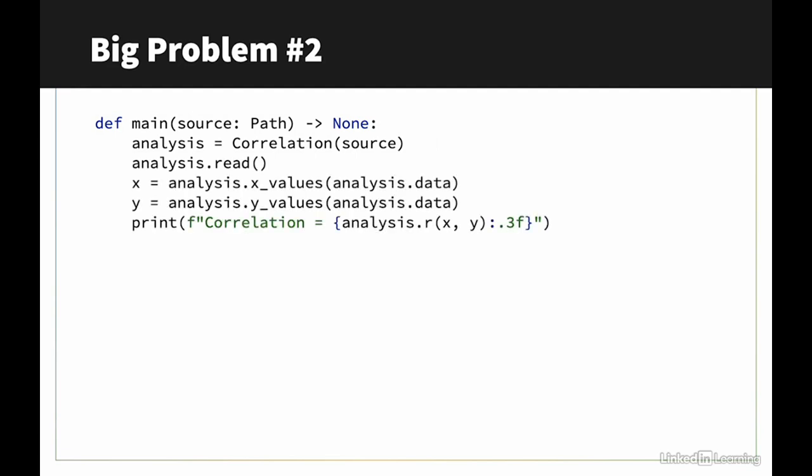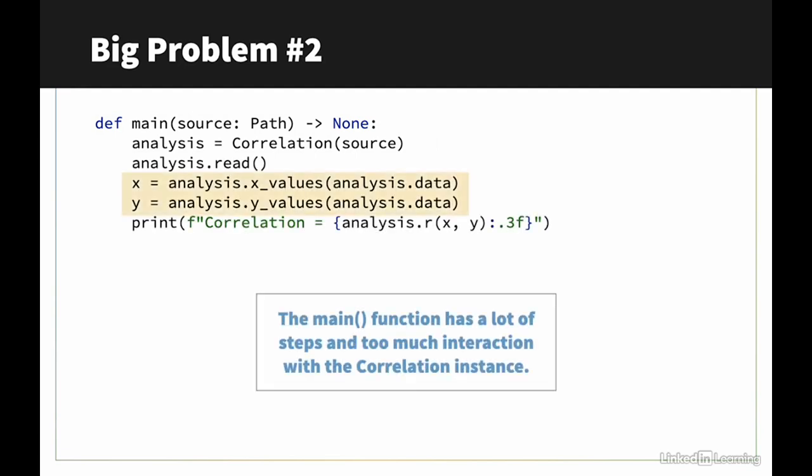Here's another problem, perhaps not as big. There are a lot of steps in the main function. This correlation class demands a lot of individual steps to compute the correlation between the two columns. Specifically, it seems really unnecessary to expose the X values and Y values methods, especially because in the long run, the column names are wrong.